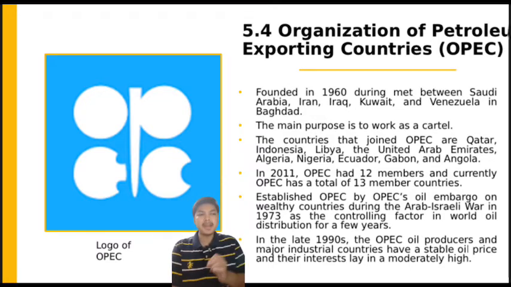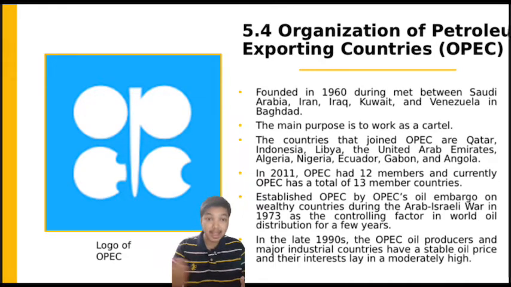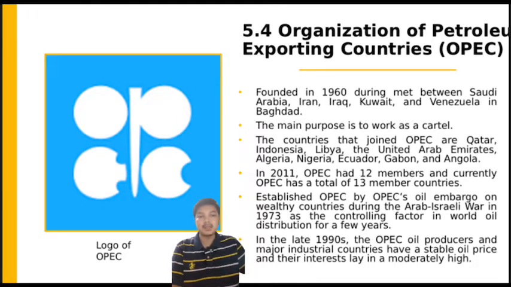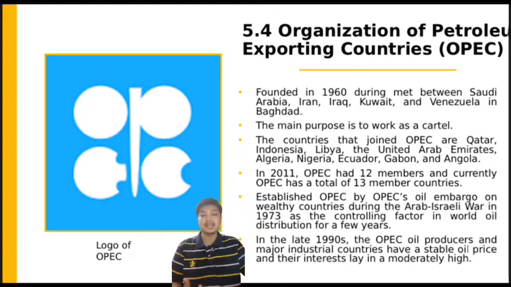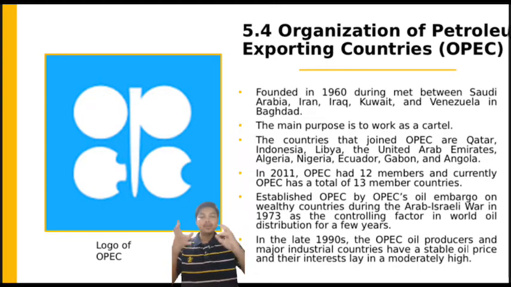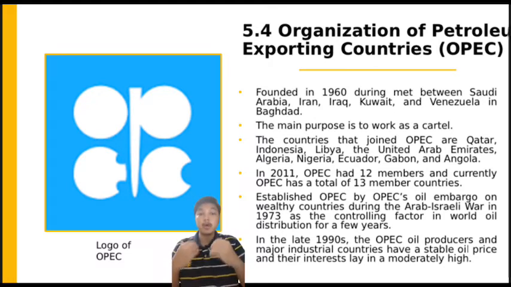And OPEC, I will say, once had an oil embargo in 1973, as if we read, there is an oil crisis. It was in order to counter the Arab-Israel conflict, or Arab-Israel war, in 1973, and the embargo really affected the world until they called it the oil crisis of 1973. And even in the late 1990s, OPEC oil producers and major industrial countries had a stable oil price, and the interest lay in moderately high prices.